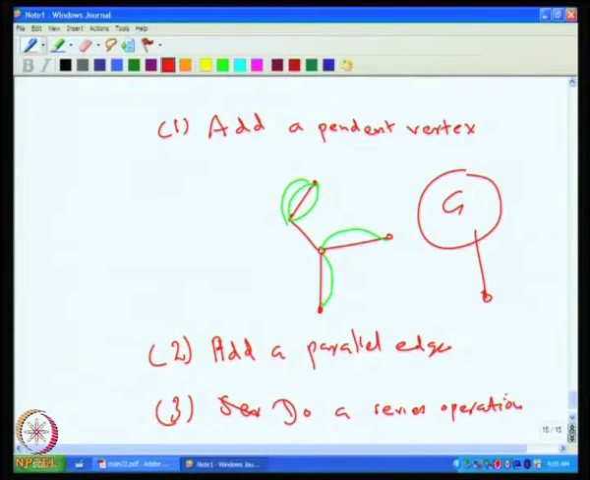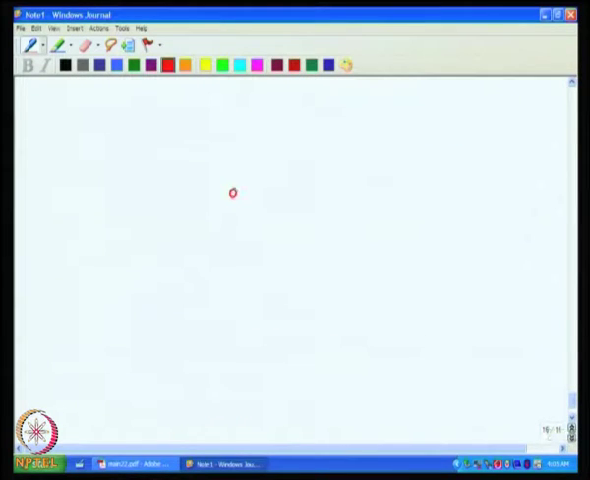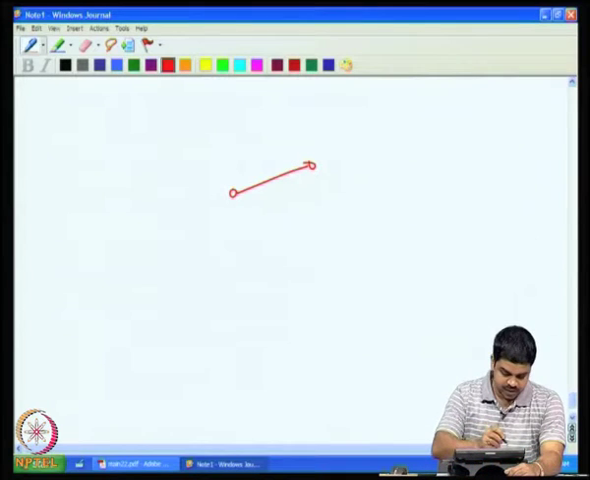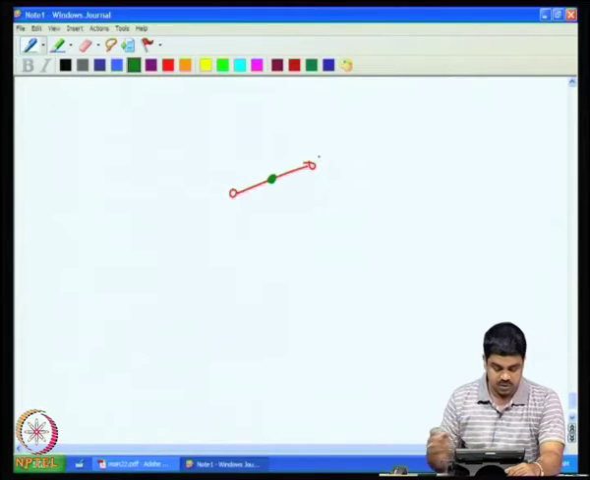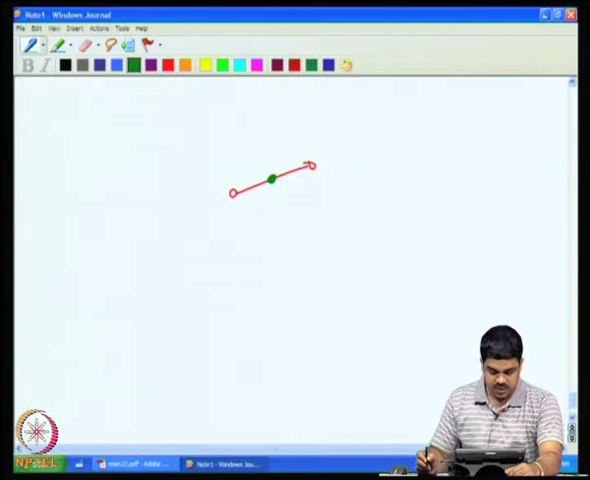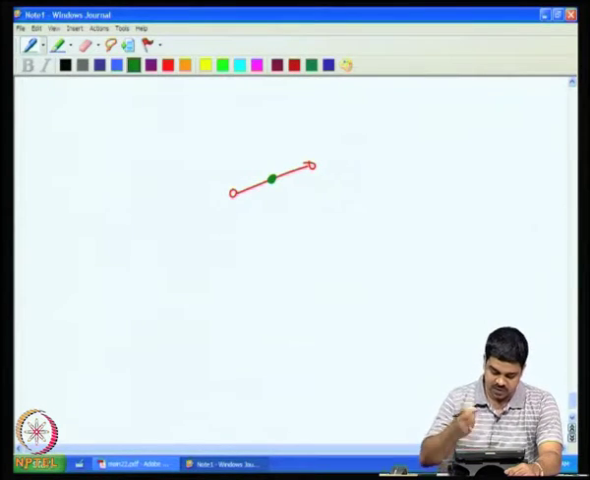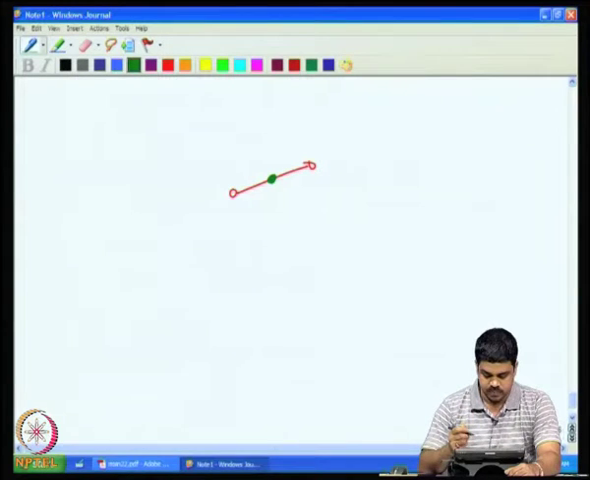What do we mean by series operation? Series operation essentially means a subdivision operation. Suppose you have an edge here. That means you can break this edge and introduce a new vertex here. So, instead of this one edge, you put a path of length 2, right. You can keep on doing that. So, this is a series operation.